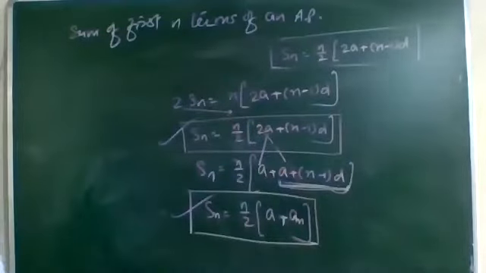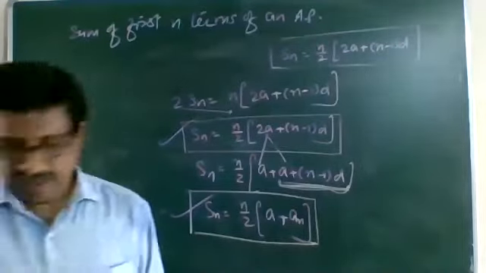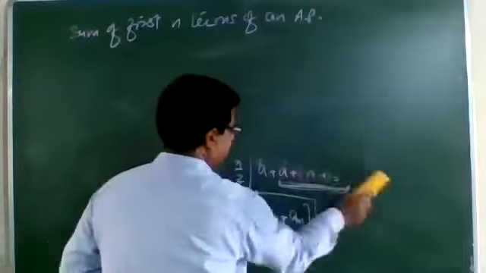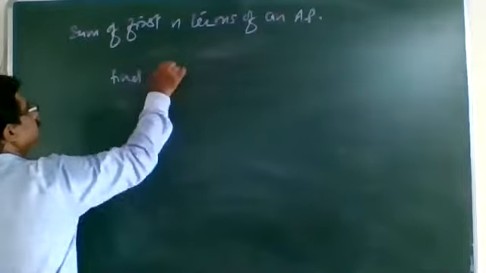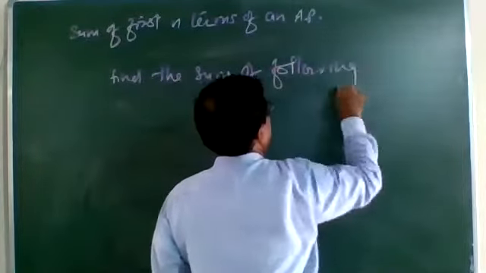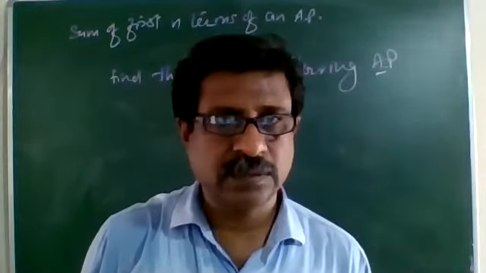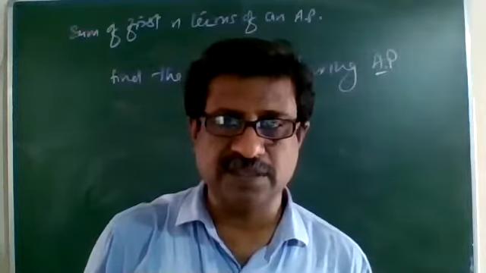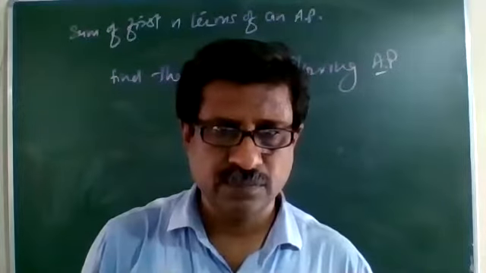Let me show certain questions related to this. The questions are, you have written the formula for the sum of n terms of an AP. Find the sum of the following AP. We write one AP, we find out A, D and N, whatever is required, and we substitute in the formula to find out the sum of n terms of an AP. The question is to find out the sum of n terms of this AP. Formula is same. Put the values, get the answer.